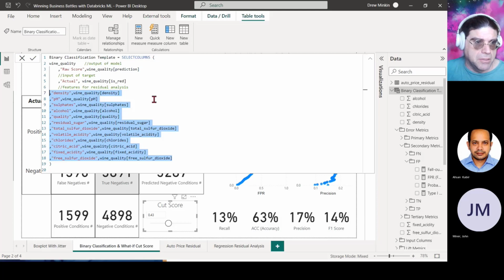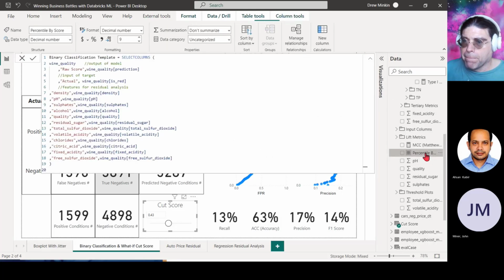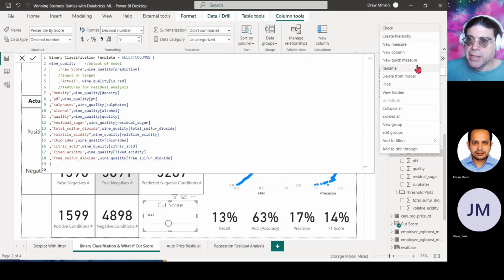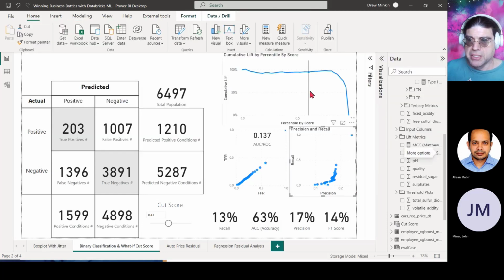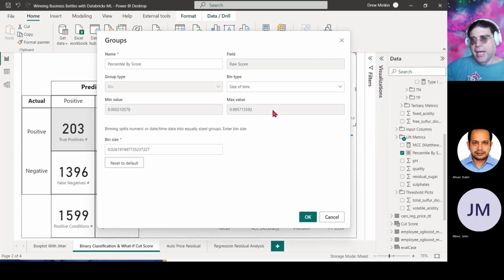The one thing I want to document that's a little bit tricky, if you download this yourself and try to map things in, is that there's a group that depends on this cumulative lift by percentile score. What's going to happen is if you point it to another table with new features, it's going to break that group. So you just have to recreate it along these lines, right? It's not that big a task, but it is necessary to get to the next step in your analysis here.